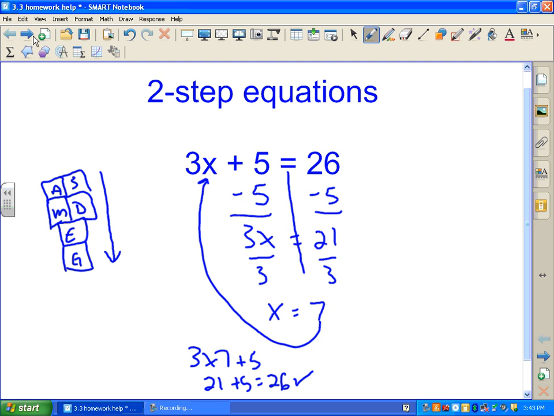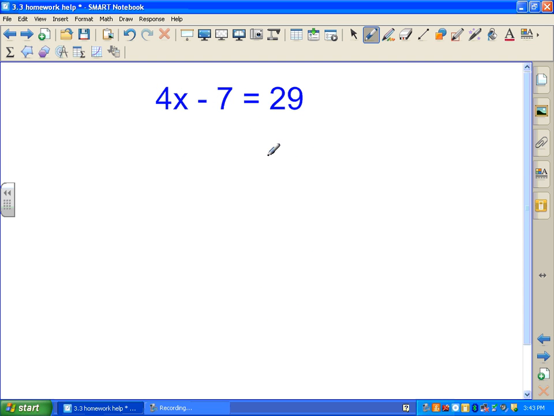Okay, so let's look at another one. Now this one's got subtraction in it. I have subtraction and multiplication. So I'm going to get rid of the subtraction first by doing the opposite, or adding. So I'm going to add 7 to both sides. Again, negative 7 plus 7 is 0. So I have 4x left. And 29 plus 7 is 36.